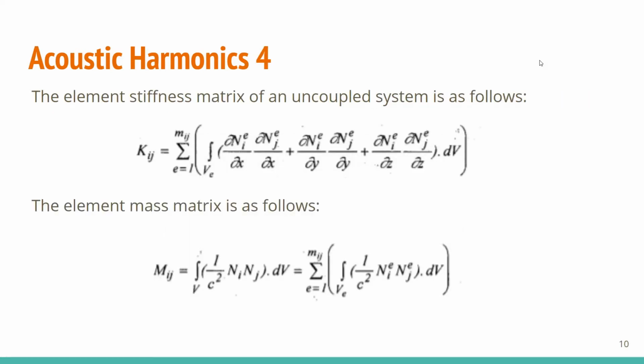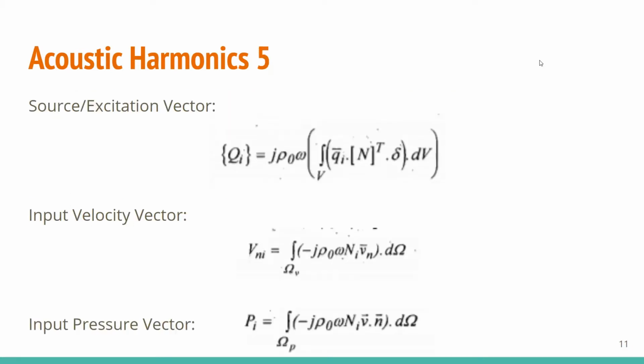The element stiffness matrix of an uncoupled system is as follows. So you take that original term that was in the original equation, you break it down into the elements and you get that formula. Same thing goes with the element mass matrix. You'll see here the 1 over c squared is very similar to inertia, and that's what that term is. It's like the inertia of the fluid in terms of vibrations.